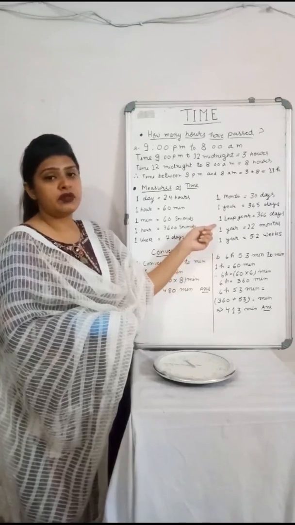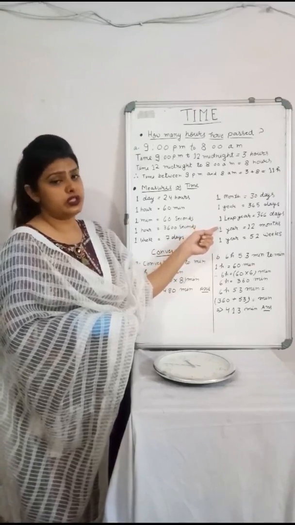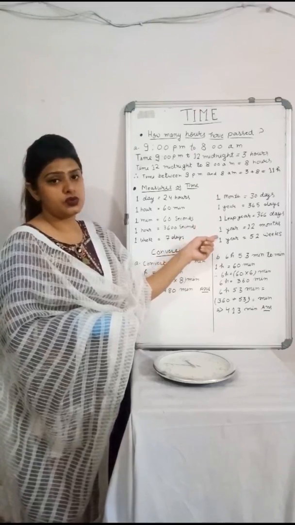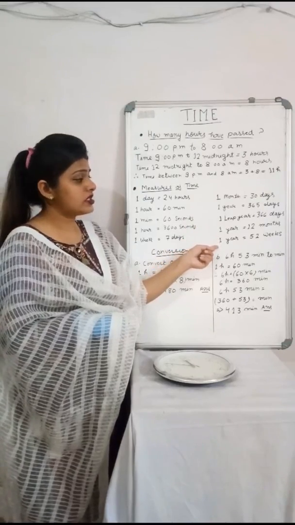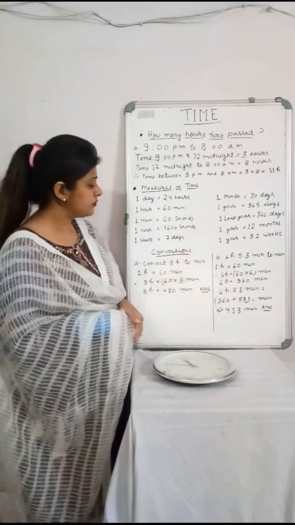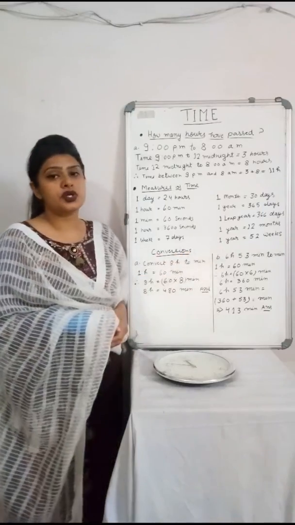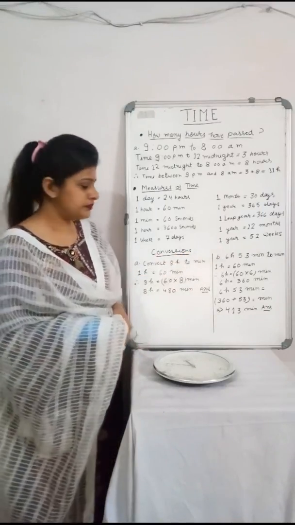Because February month in this year has one more day. 1 year is equal to 12 months. 1 year is equal to 52 weeks. Now, we will start the conversions based on these measures.